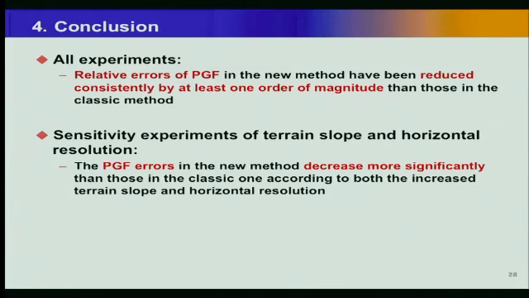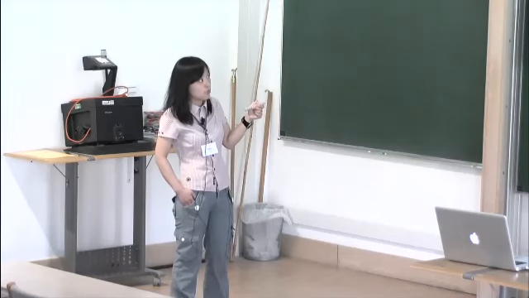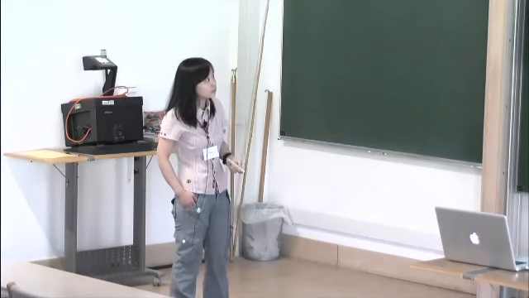Especially in the sensitivity experiments, the PGF error in the new method decreased more significantly, both with the increased terrain slope and horizontal resolution.